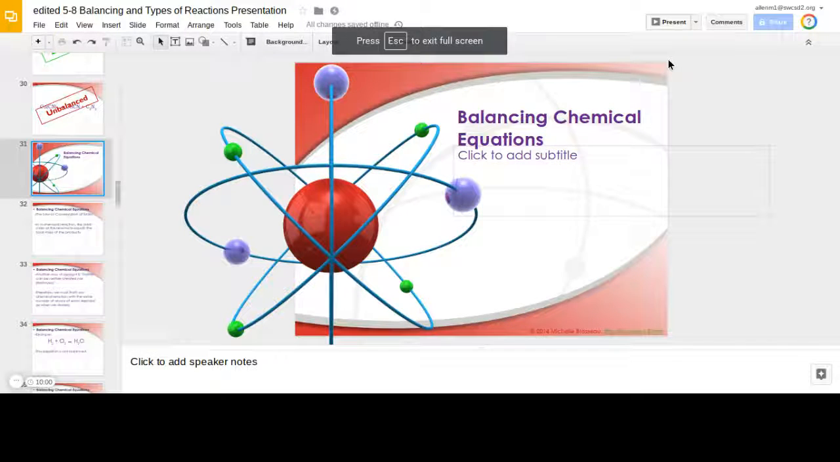Hi, this is Mrs. Allen, and we are going to be talking about balancing chemical equations. In order to begin balancing chemical equations, we have to first remember the law of conservation of mass.